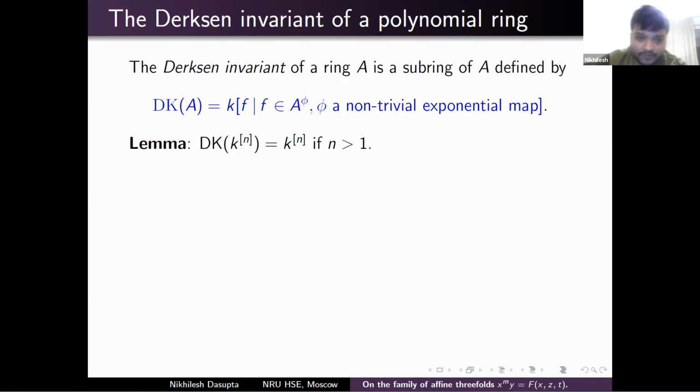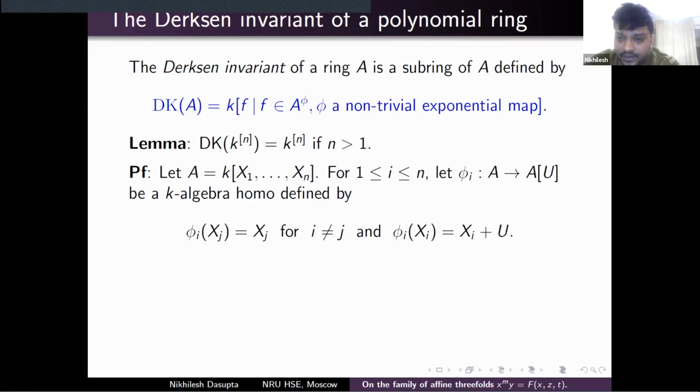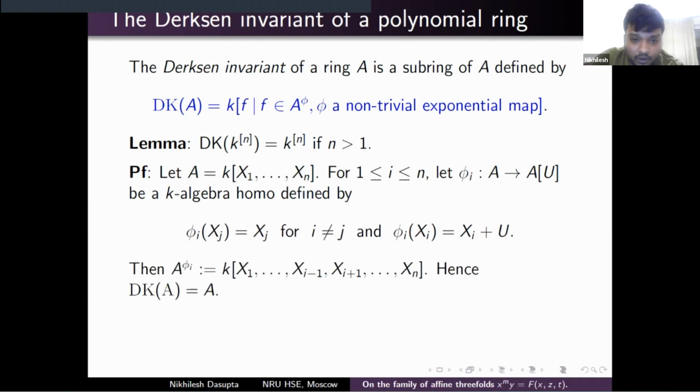Why? You take the partial derivatives basically, but let us state it in the language of exponential maps. So I define phi_i. My A is K[x1, x2, ..., xn]. I define phi_i from A to A[U] to be the K-algebra homomorphism defined by phi_i(xj) = xj for i not equal to j, and phi_i(xi) is xi plus U. So it actually corresponds to del by del xi. So A^phi will be all the variables apart from xi, because every one of them is fixed by phi.